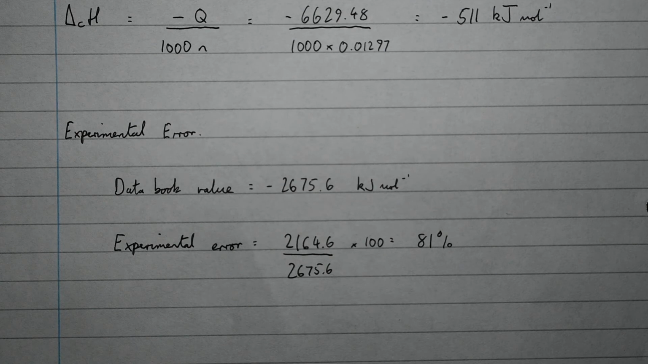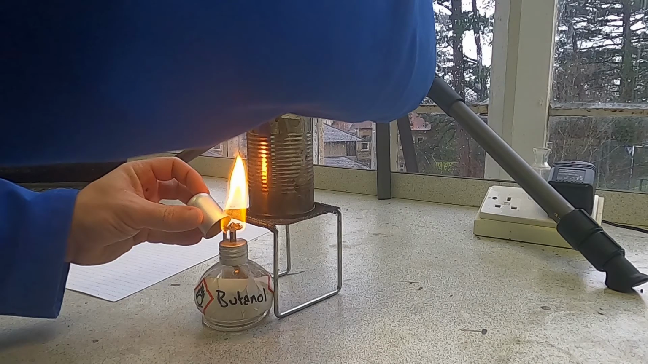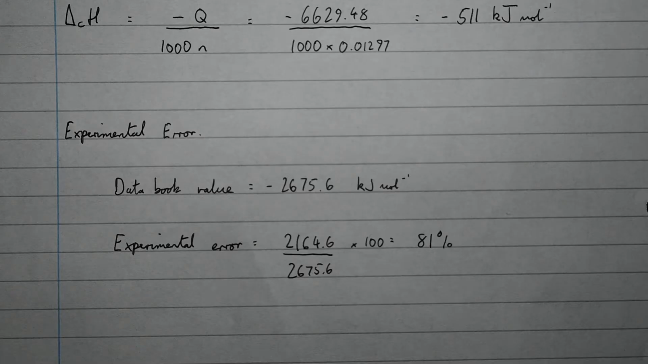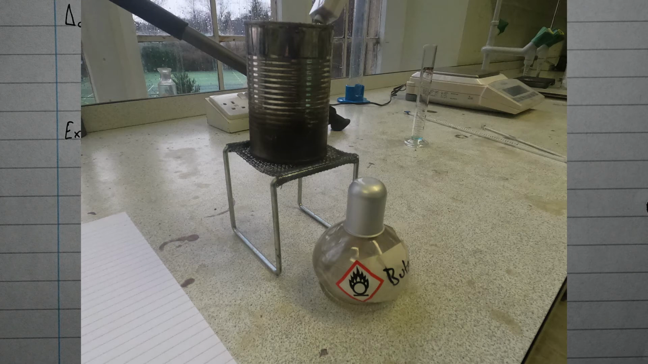So why has this gone so wrong? Well, there are an awful lot of reasons for this. We noticed that when the butanol was burning, it burnt with a yellow flame, so therefore incomplete combustion is taking place. So incomplete combustion will never release as much energy as complete combustion. Also, some of that heat will have been lost out of the side, it wasn't transferred into the beaker.